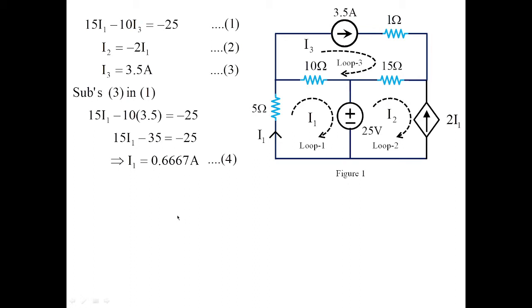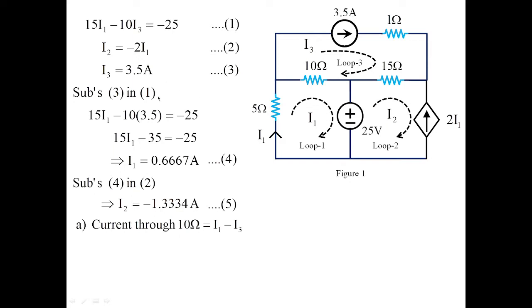Let us go with the next substitution. Substituting equation 4 in equation 2 will give you the value of current I2. So I2 here is obtained as minus 1.334 amperes. Now you can see from equations 4, 5 and 3 we got the three loop currents I1, I2 and I3.